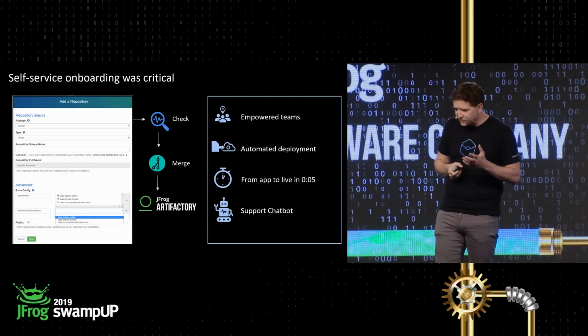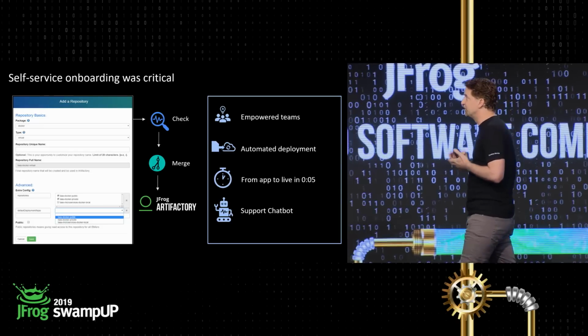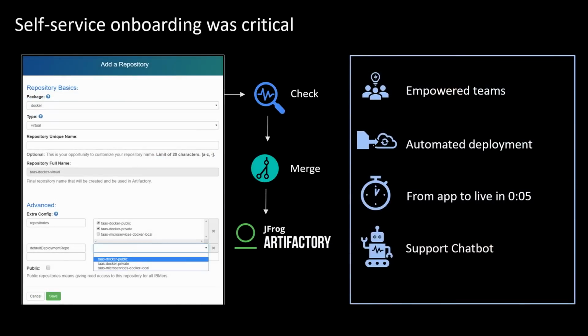What did we learn along the way? So there's a few things. First, self-service onboarding was really critical for us. To have almost 1,600 teams using Artifactory, we couldn't have that single squad of 12 in the middle of everything.